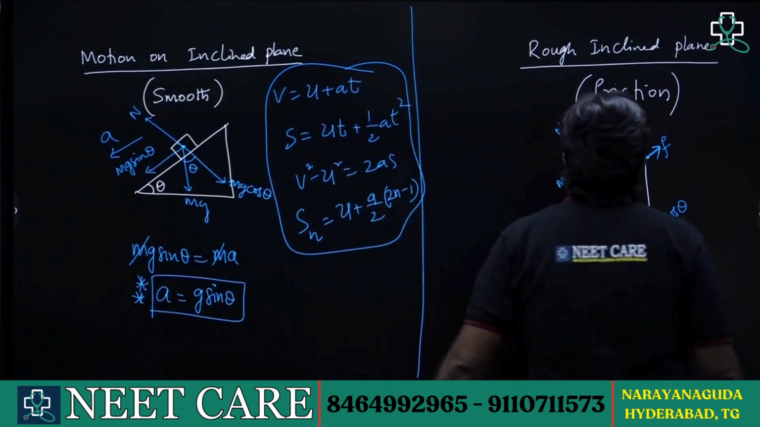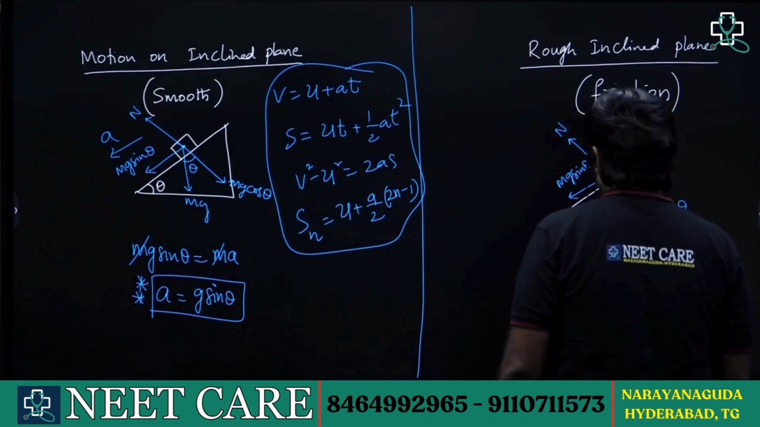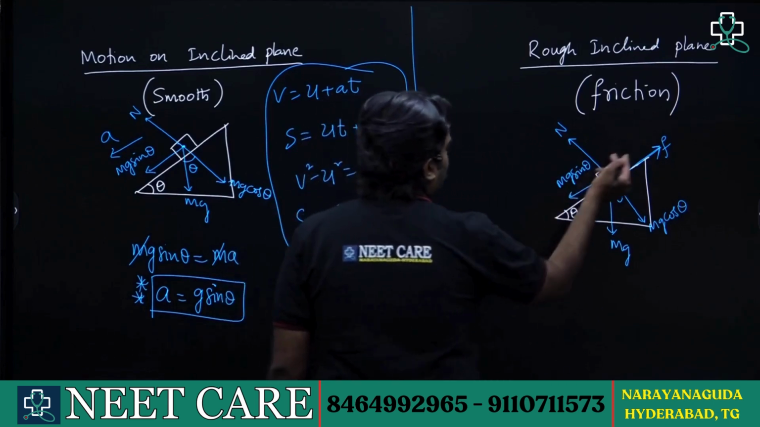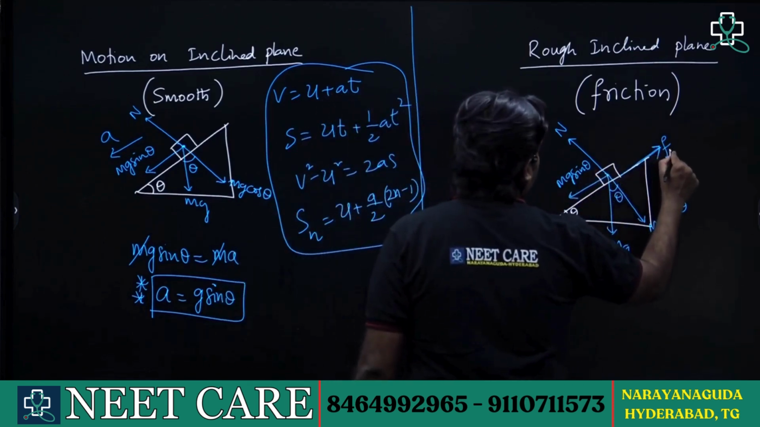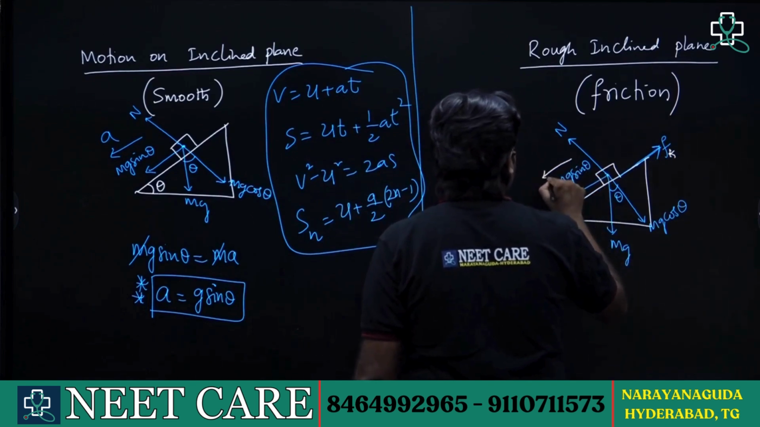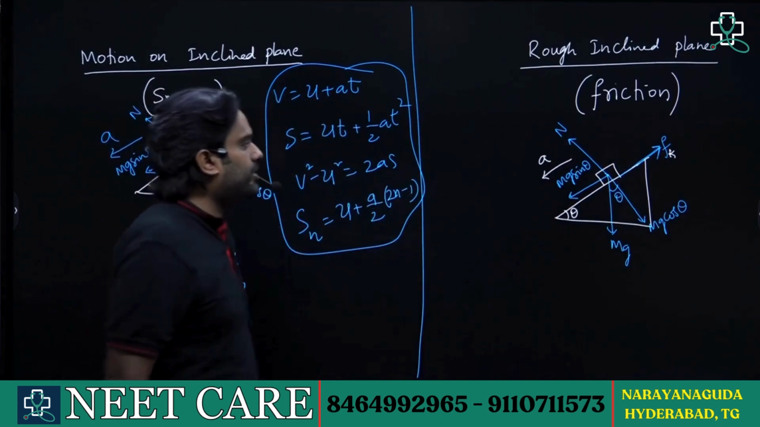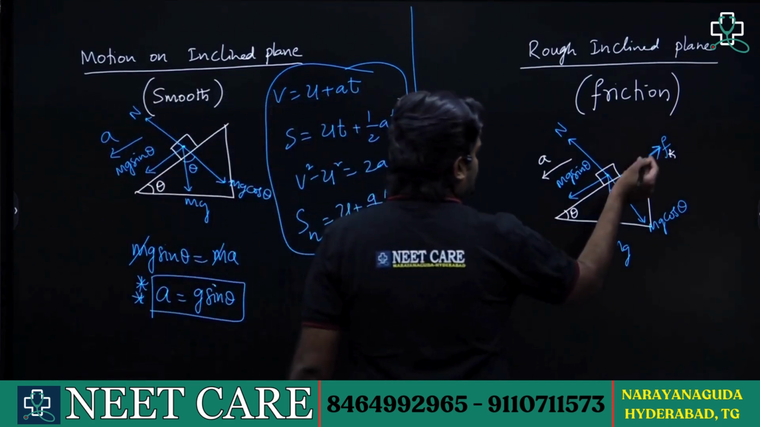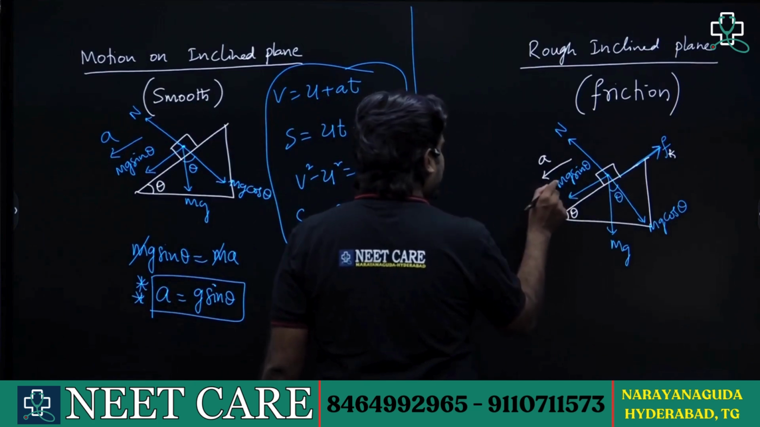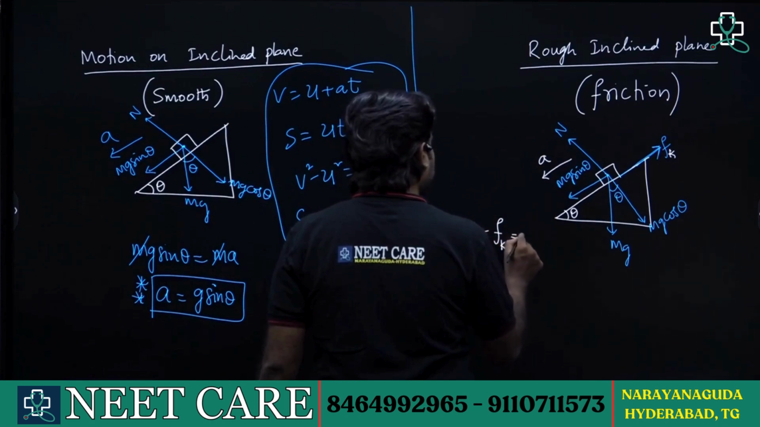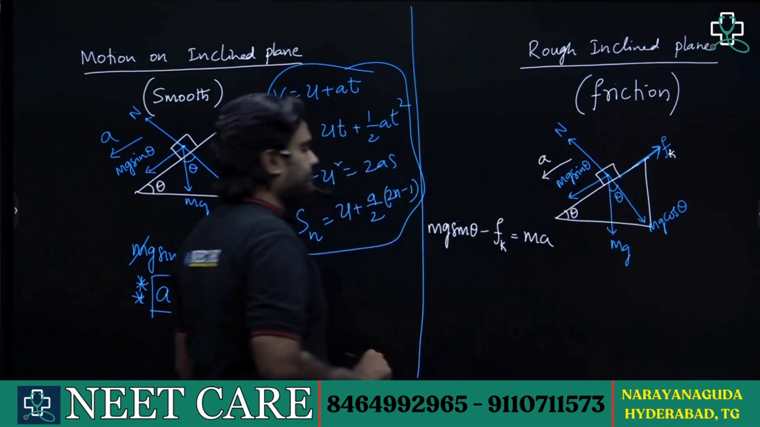And here, coming to the rough inclined plane, mg sin theta is acting downward along the plane. Let us consider it is coming down with acceleration a. This I am assuming so that mg sin theta dominates Fk, that is friction, therefore it is coming down. Here in this case, you can write the net force as mg sin theta minus Fk is equal to m into a. Did you understand? Check it.